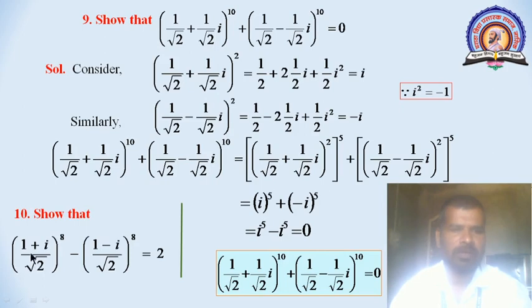If we separate the denominator, we get (1/√2 + 1/√2 i) minus (1/√2 − 1/√2 i) raised to 8. So you have to show this is equal to 2. Using the same procedure, you can easily prove it. It is equal to 2, do it at home.